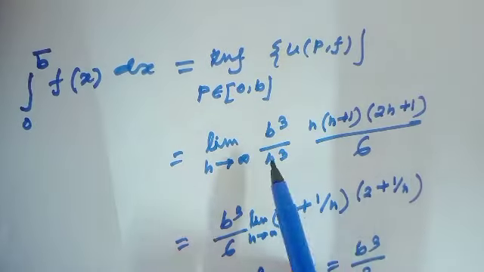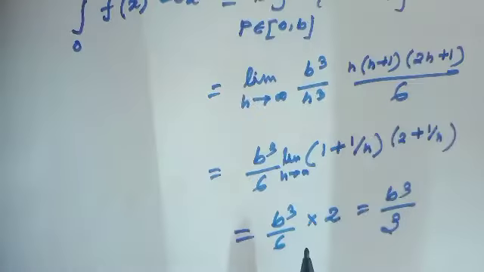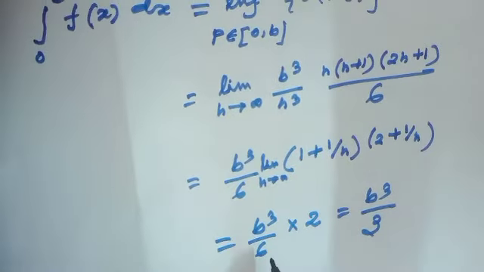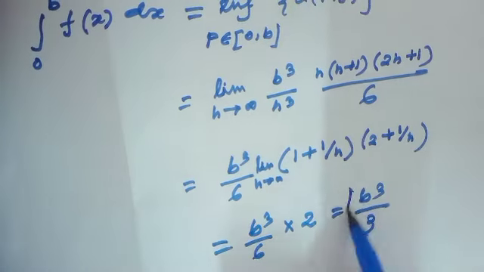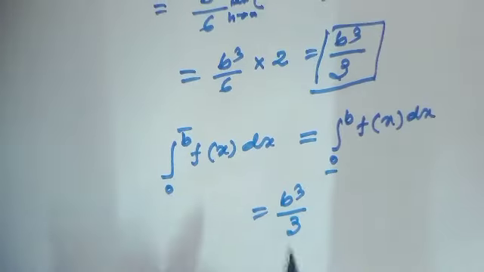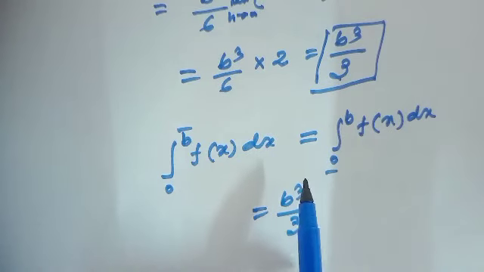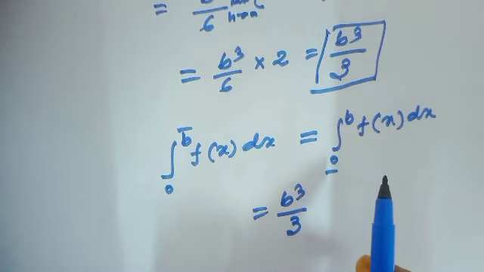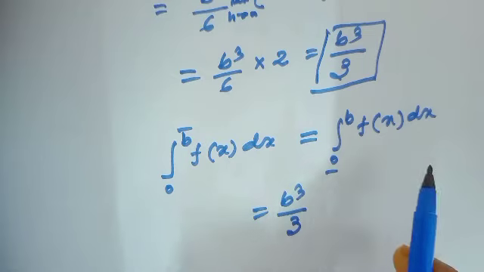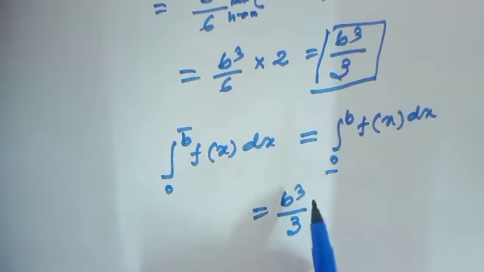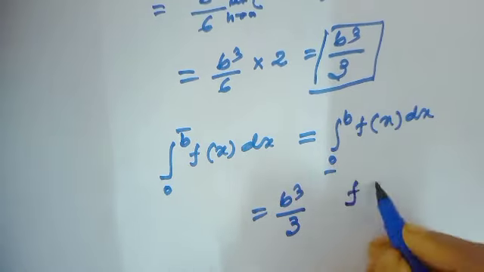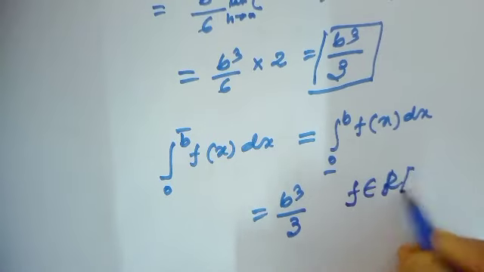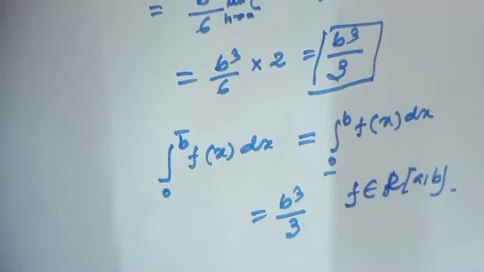And similar to before, just put the value and find the limit. Then this value would be b cube over 6 times 2, which is equal to b cube over 3. Since the value of upper and lower Riemann integration is the same, which is equal to b cube over 3, that means our function f is Riemann integrable. Are you getting the method?